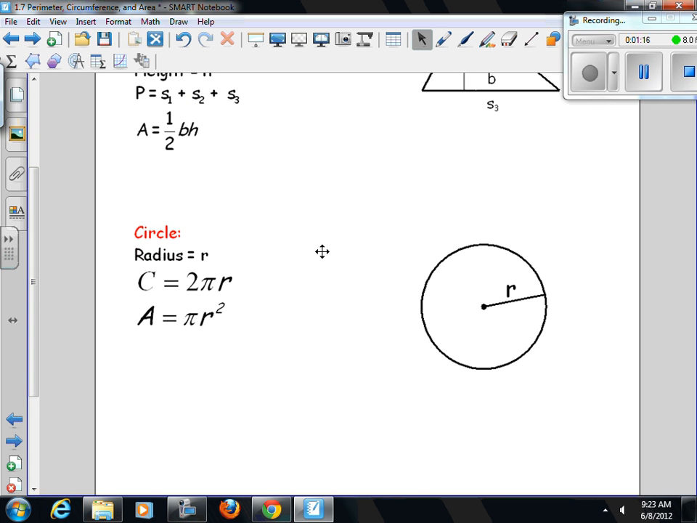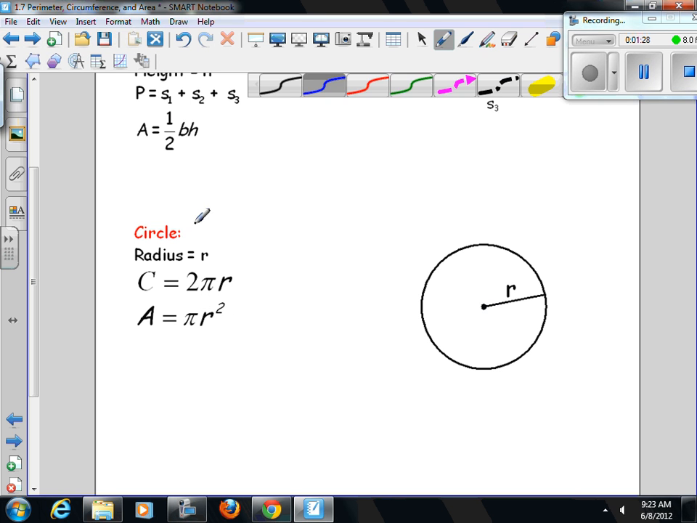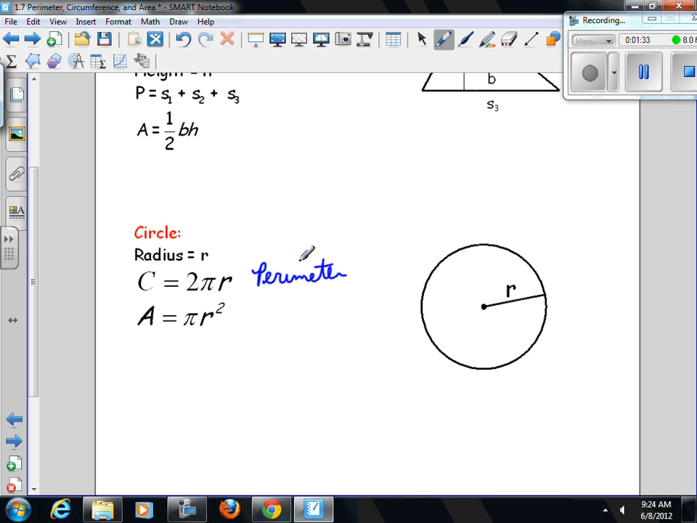With a circle, we need to know the radius of the circle, which extends from the center out to the outer part of the circle. Circumference, which is the perimeter. Let's just add that. Circumference is perimeter. So that's the distance around the outside of the circle, is equal to 2 times pi times the radius. And the area of the circle is equal to pi times the radius squared, or you can think of it as pi times radius times radius.